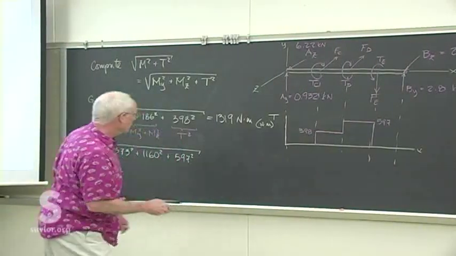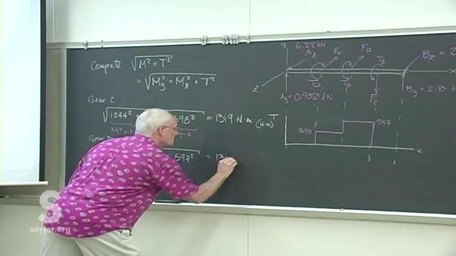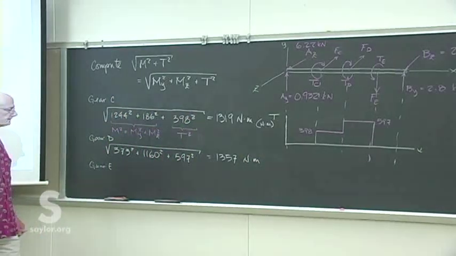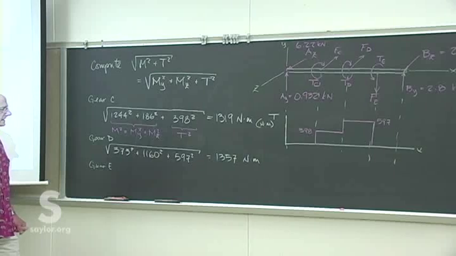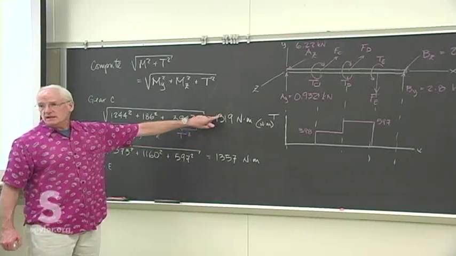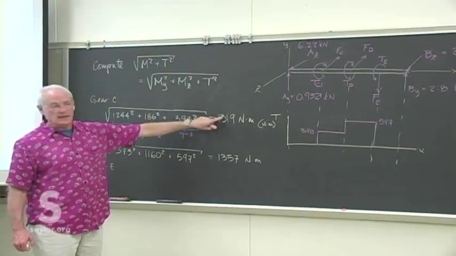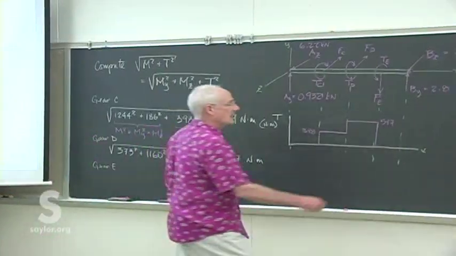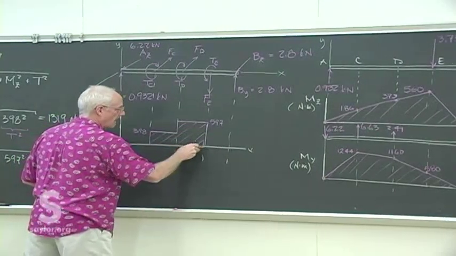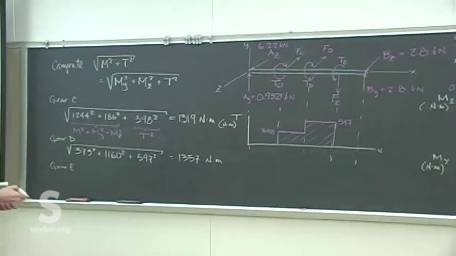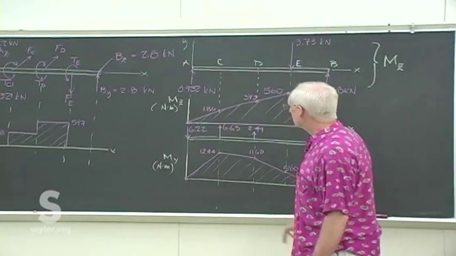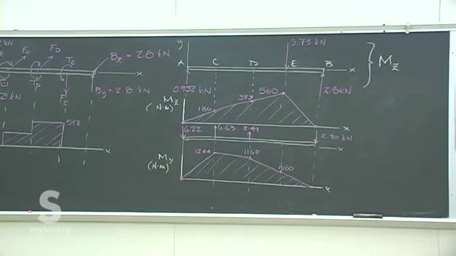And that's then 1357 Newton meters as the expected total torque at that place. Obviously, gear D is a worse spot than gear C. And that would not have been obvious if we hadn't done all three of these different steps. It would have been very tempting to see that and stop there, or see this and stop there, but we've got to check the entire beam.